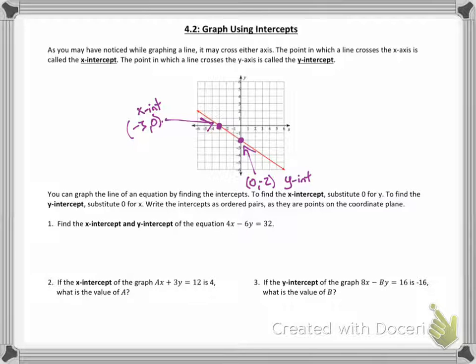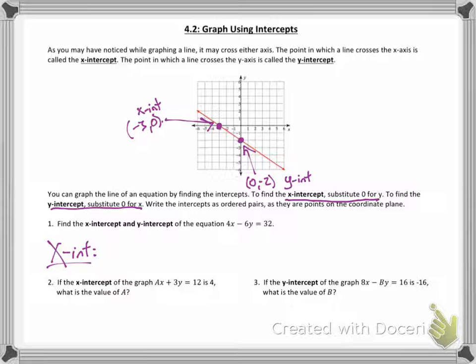As you can see towards the bottom, in order to find intercepts, if you want to find the x-intercept, plug in 0 for y. If you want to find the y-intercept, plug in 0 for x. So in number 1, it says find the x and y-intercepts of the equation provided. So let's go ahead and do that.